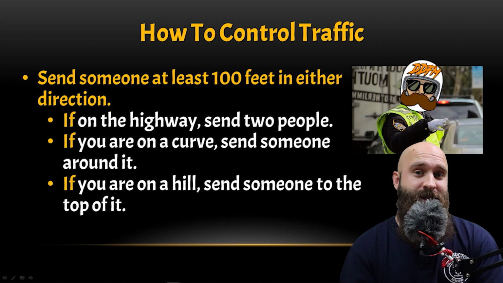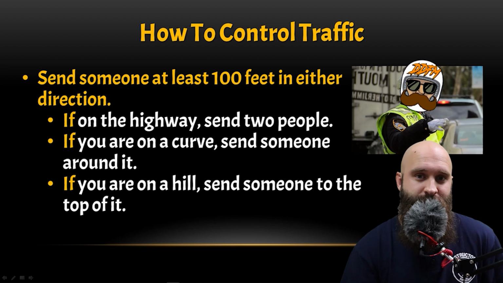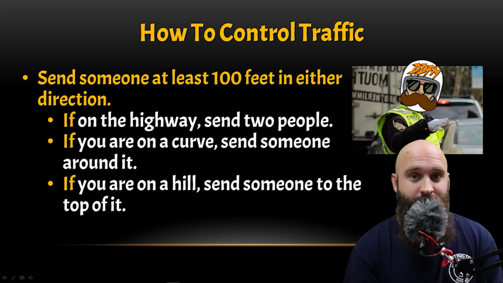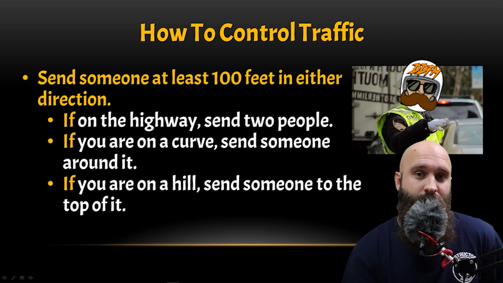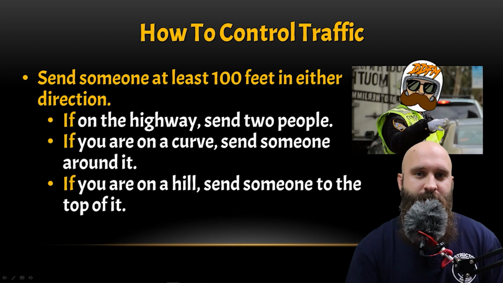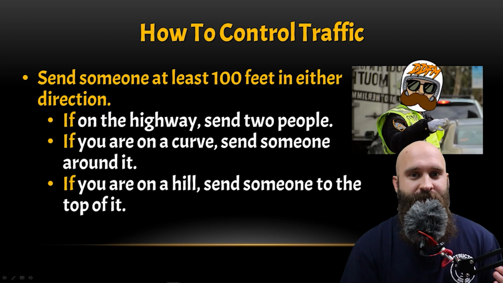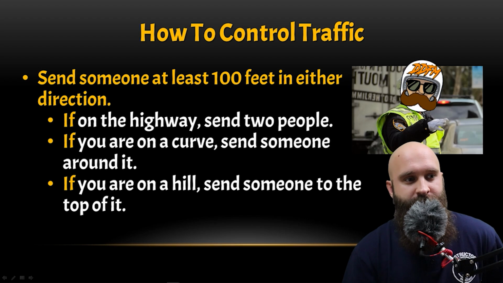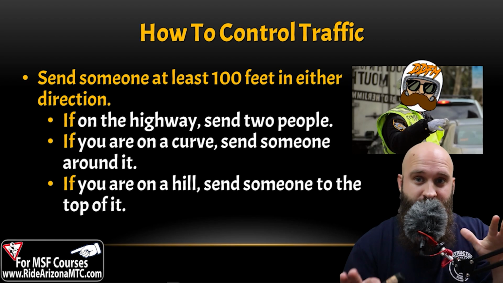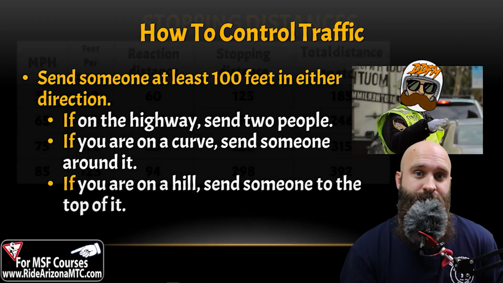On the highway, it's best to send at least 2 people if you have the resources, because at highway speeds it's hard to see a small little person, so 2 people is better. If you're on a curve, send somebody around the curve. It does no good if you stand after the curve and that's where the accident happened, right? Stand before the curve and slow people down, so that when they get around the curve and see the accident, they're not getting target fixated on that. Same thing with a hill. I mean, a hill's a blind curve, but just going up and down, right? So send somebody at the top of the hill to slow people down if you possibly can.